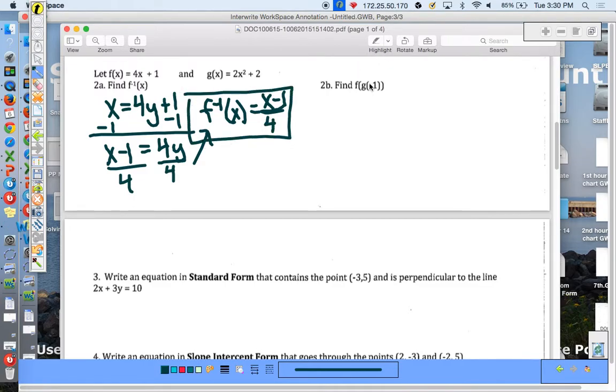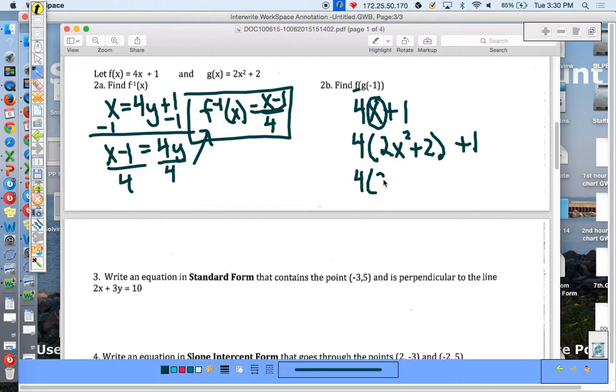Now the next one we have that composition, so we're going to start with our f. 4x plus 1. We'll circle that x, we'll replace it with our g, so 4 times 2x squared plus 2 plus 1. But we're not leaving it as x, we have to replace our x with a -1. So 4 times 2 times -1 squared plus 2 plus 1. Well, -1 squared is 1, times 2 is 2, plus 2 is 4, times 4 is 16, plus 1, we end up with 17. So that's the first page, and we'll come back and take a look at the second page.